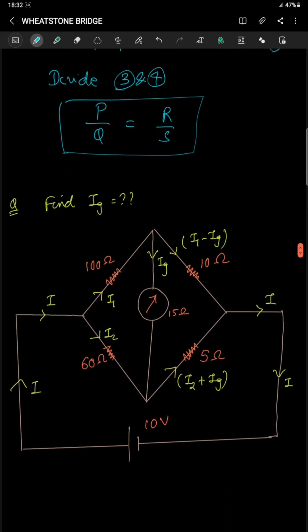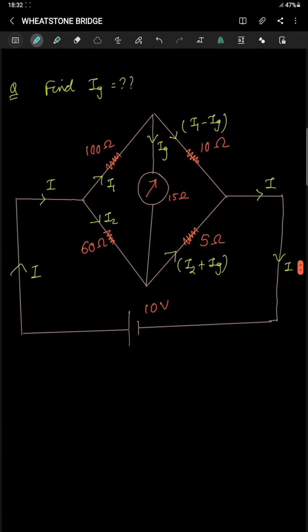So let us now go to one of the problems based upon this. Here the 4 resistors are given: 100 ohm, 10 ohm, 60 ohm, 5 ohm.